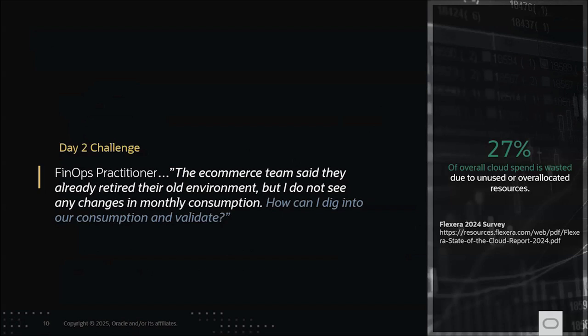And yeah, these are real. We didn't conjure these up. From a FinOps practitioner, their e-commerce team came to them and said they've retired some resources in their old environment, but the FinOps practitioner who is looking at the consumption and managing the costs doesn't see the changes. How can I dig into this? Can we help them?